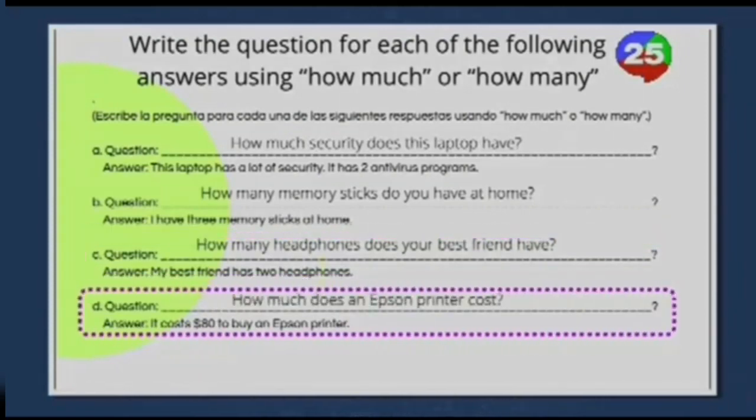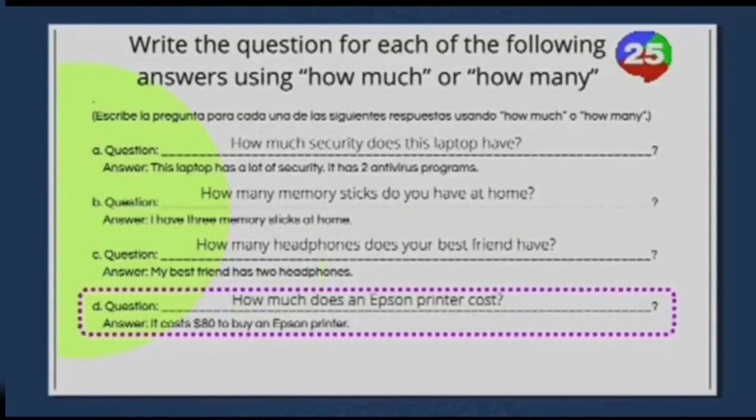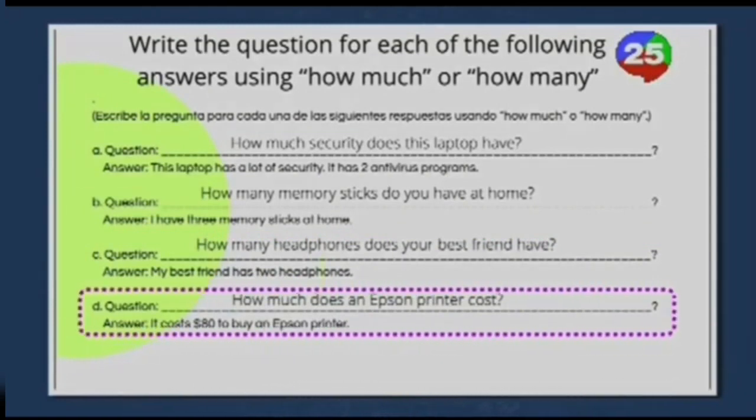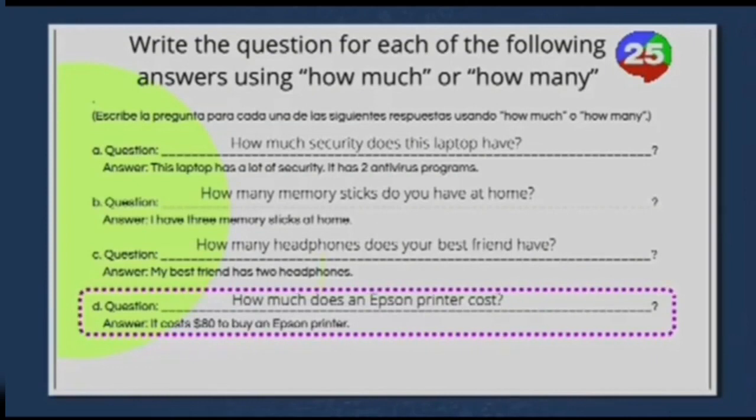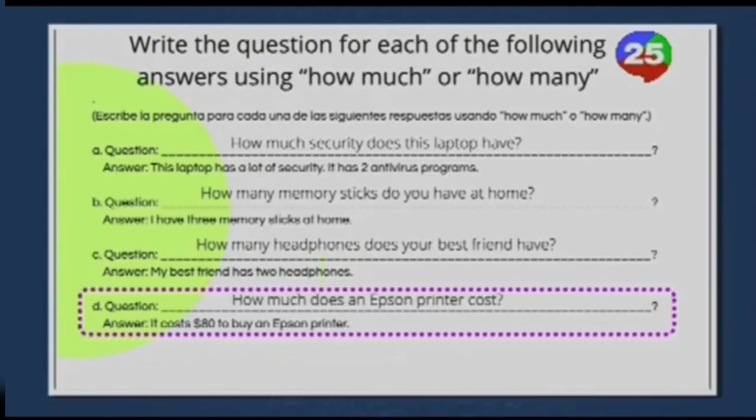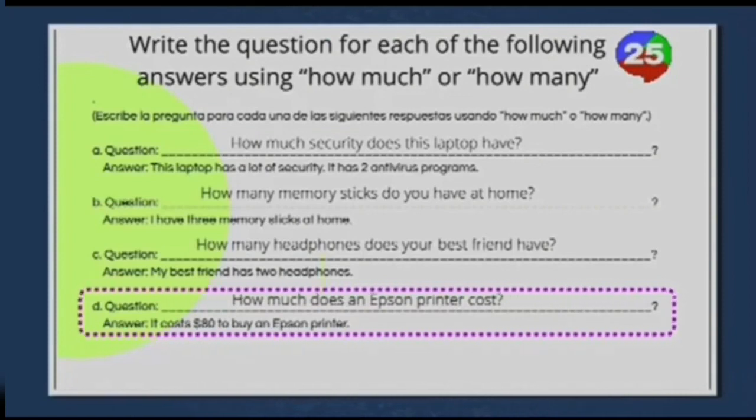Last one. How much does an Epson printer cost? ¿Cuánto cuesta una impresora Epson? It costs $80 to buy an Epson printer. Cuesta $80 comprar una impresora Epson.